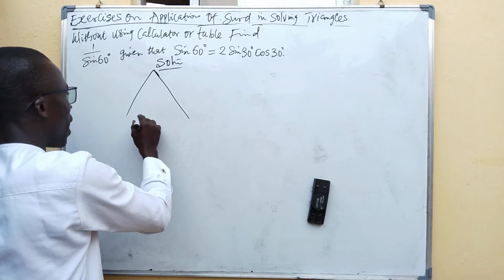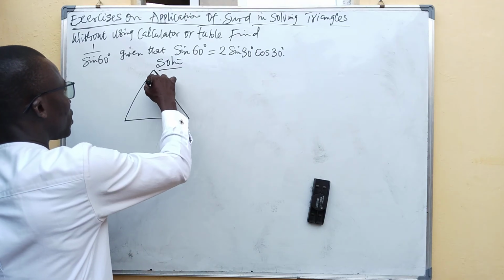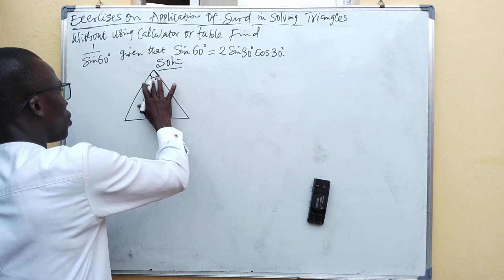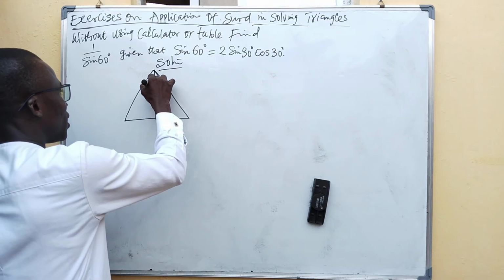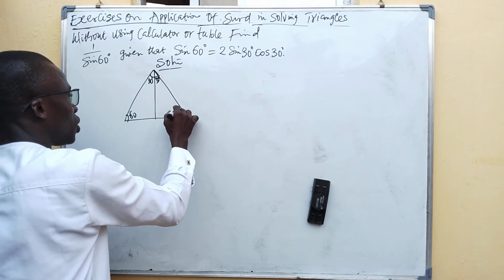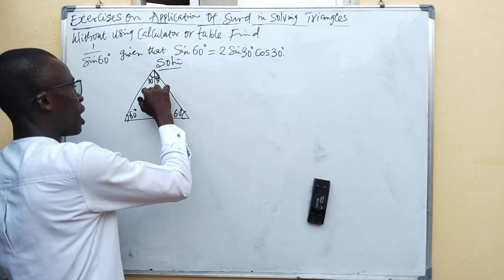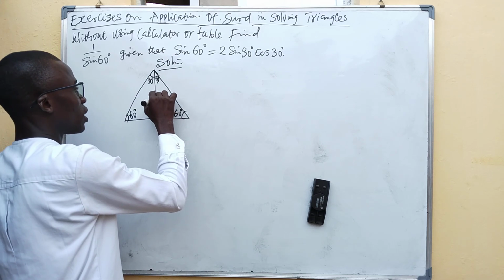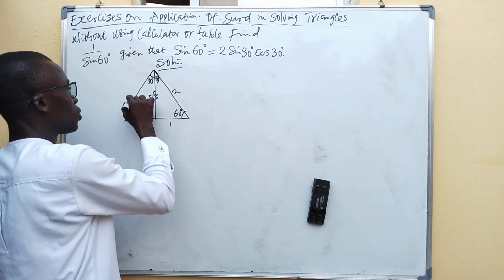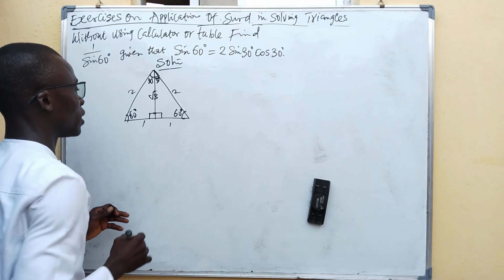In this equilateral triangle, every angle is 60 degrees. When you divide it into 2, you have 30 and 30. Remember here is also 60, so that the sum of the angles of this triangle will be 180 degrees. We have known that here is root 3, and here is 2, 1, 1, 2. We have already done this. This is a right angle, this is also a right angle.